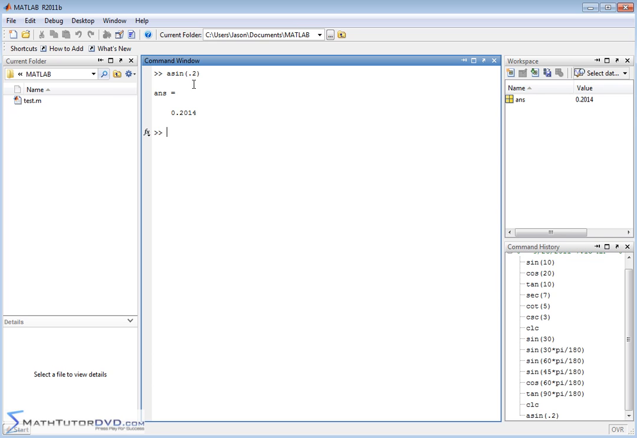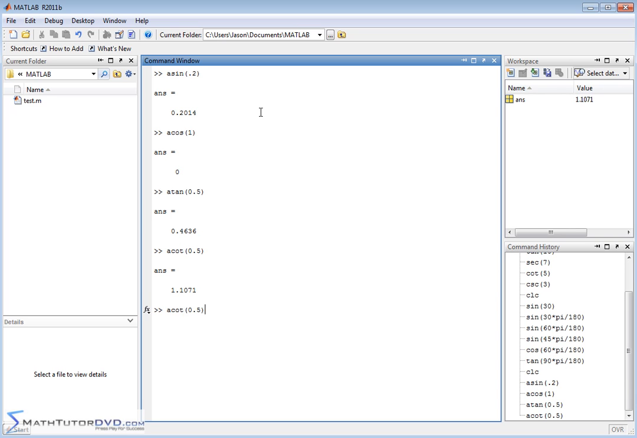Now it's important to remember that whenever you type something into an inverse sine or an inverse cosine, the angle that you get back is going to be in radians. So this is in radians here. This is not 0.20 degrees. This is 0.2014 radians, right? So it will be arc cosine for cosine, right? And you could do arc tangent. And for cotangent, it would be like this.